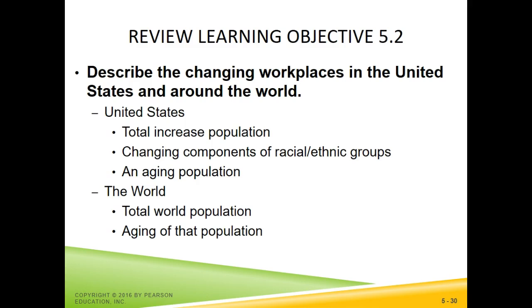So in review of the second learning objective, the main changes in the workplace in the United States include the total increase in the population, the changing components of the population, especially in relation to racial and ethnic groups, and the aging population. The most important changes in the global population include the total world population and the aging of that population.